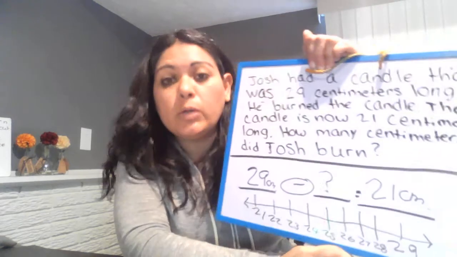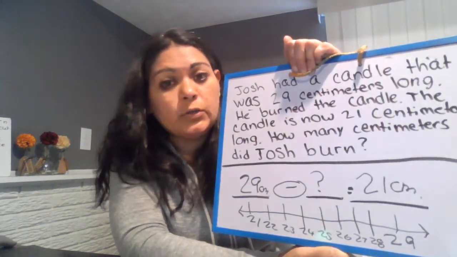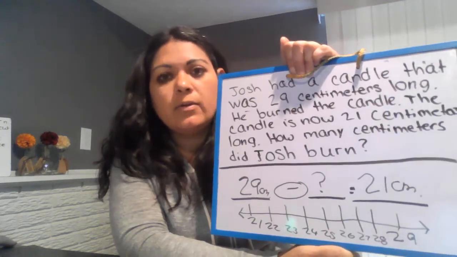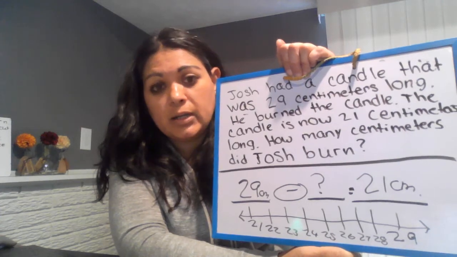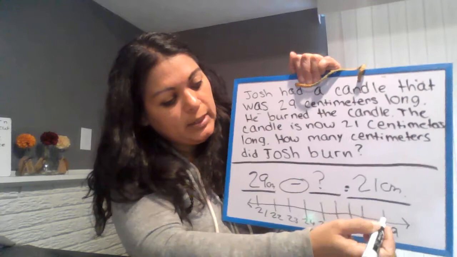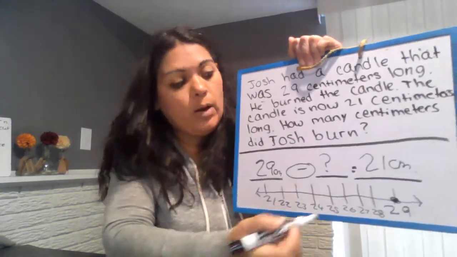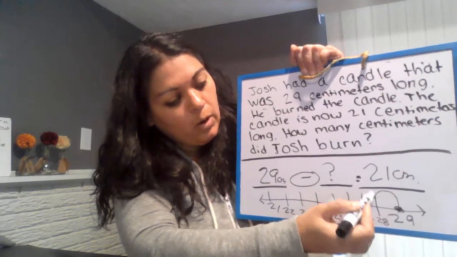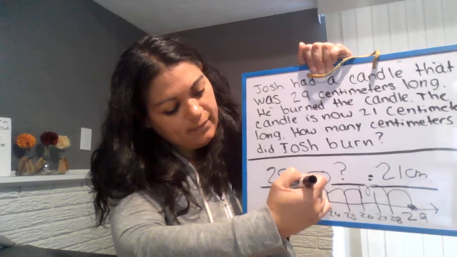First grade, remember when you are drawing your model in your workspace, leave enough room so your numbers don't go crashing into each other and then making you a little confused when it comes to solving your problems. So if I start at 29, let's see how many more it takes to get to 21. Ready? 1, 2, 3, 4, 5, 6, 7, 8.